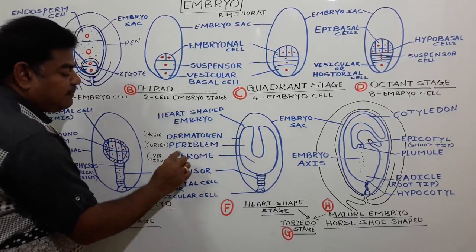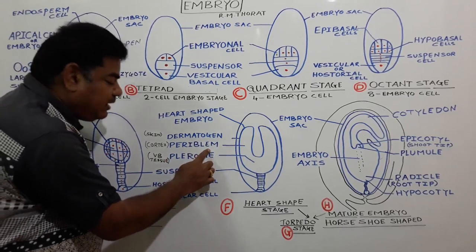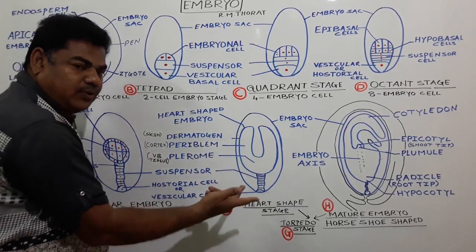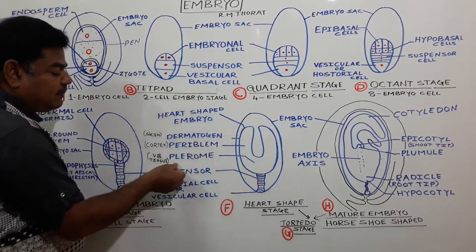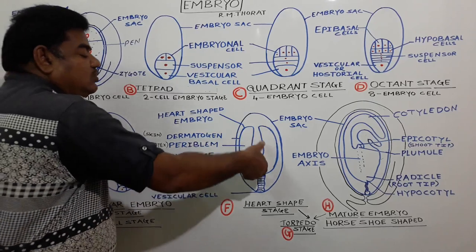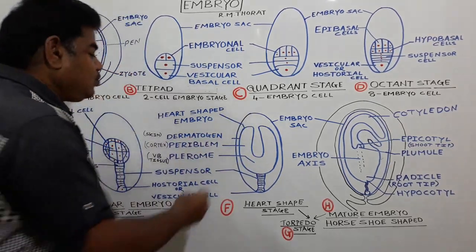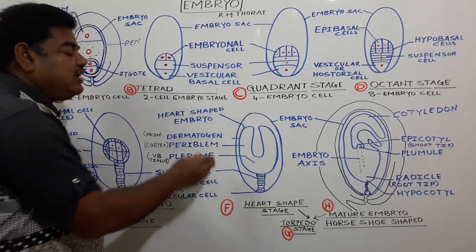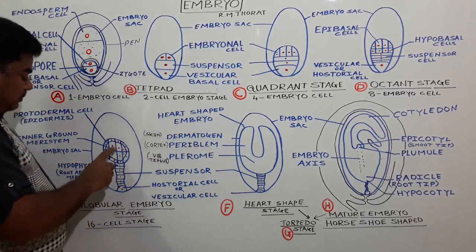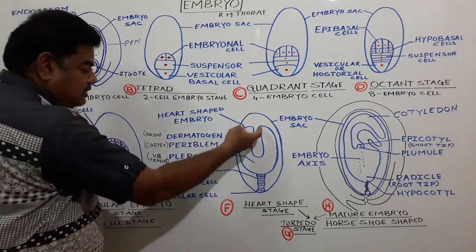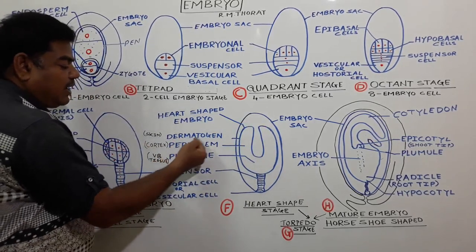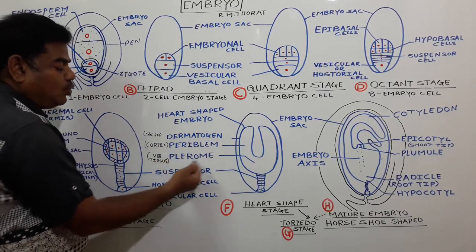The second layer we call the periblem, and the periblem layer transforms into the cortex of that embryo. And third we call the plerome, which gets transformed into vascular bundle tissue in the developing embryo. So these are the three germinal layers formed from the meristematic tissue which gets transformed into this heart-shaped embryo. At that time this meristematic tissue differentiates into dermatogen, periblem and plerome.